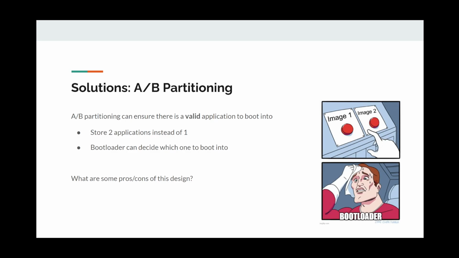Let's go in the center over there. Half as much flash space to work with. Bingo. You have half as much flash because now you have to store two applications, well, three including the bootloader, instead of just two. Any other ones anyone can think of?